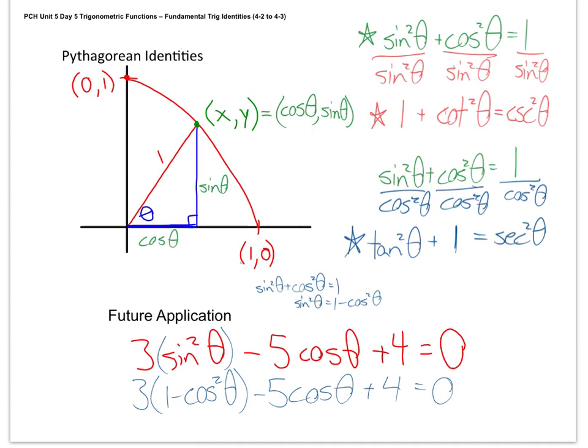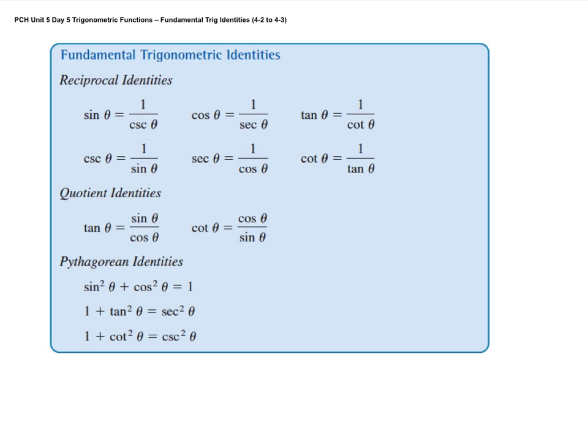Now, this next page here, you may even want to take a screenshot of and paste the picture right in your notes, because these are our fundamental trig identities. And you should know them by name, not just seeing them and knowing what they are. If I'm talking about the quotient identities, you should know that I'm talking about tangent equals sine over cosine, and cotangent is cosine over sine.